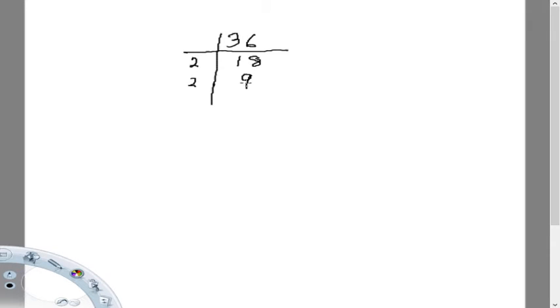Can't divide 9 by 2, so I try the next number, 3. 9 divided by 3 is 3. And there I have, again, my prime factors. The prime factorization of 36 is, again, 2 squared times 3 squared.